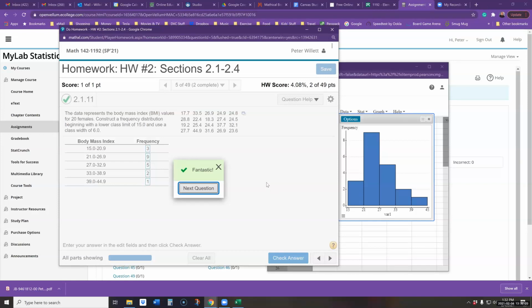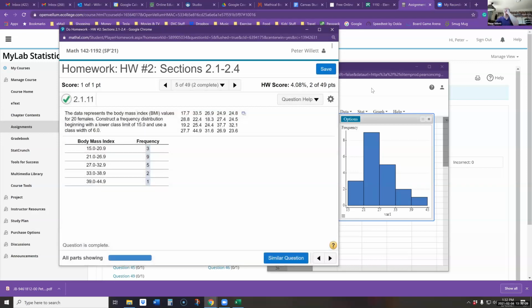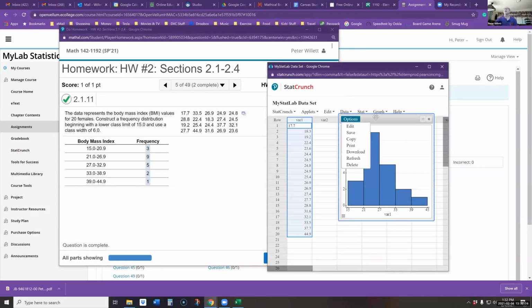I'm looking at my StatCrunch right now, and under overlay distribution, did you click anything? I did not. Okay. There's often more options than you would like.